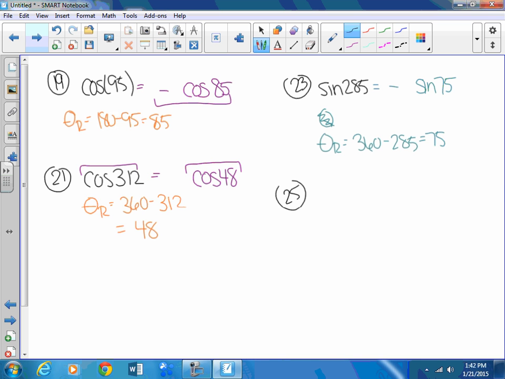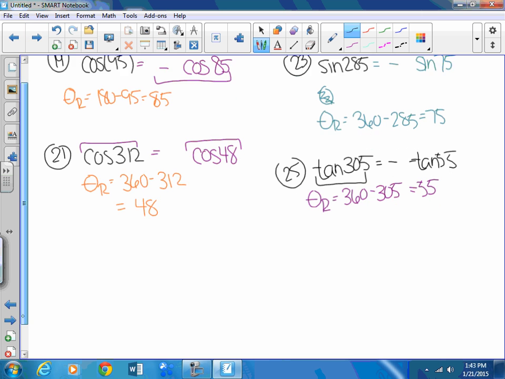For 25, I have the tangent of 305. 305 is in quadrant 4, so for my reference angle, I do 360 minus 305, which gives me 55. So when I rewrite this, this is the tangent of 55, and I need a negative sign. The 305 is in quadrant 4, where tangent is negative. When I do the tangent of 55, that's in quadrant 1, where tangent's positive, so I need to throw that negative out there to make it negative.